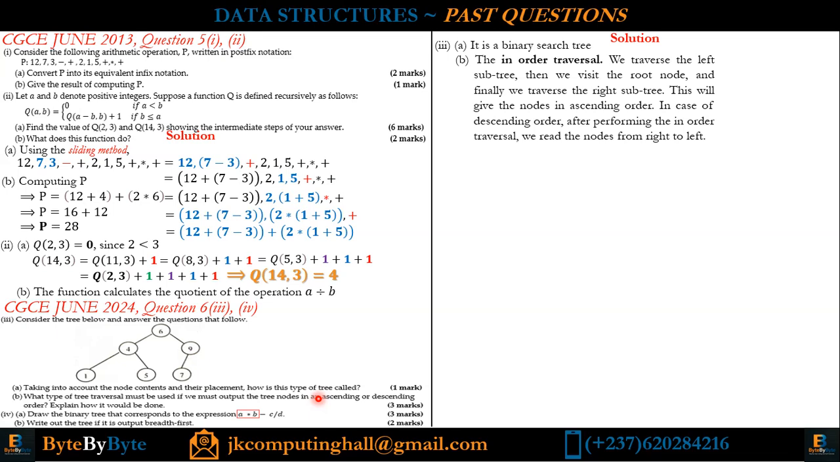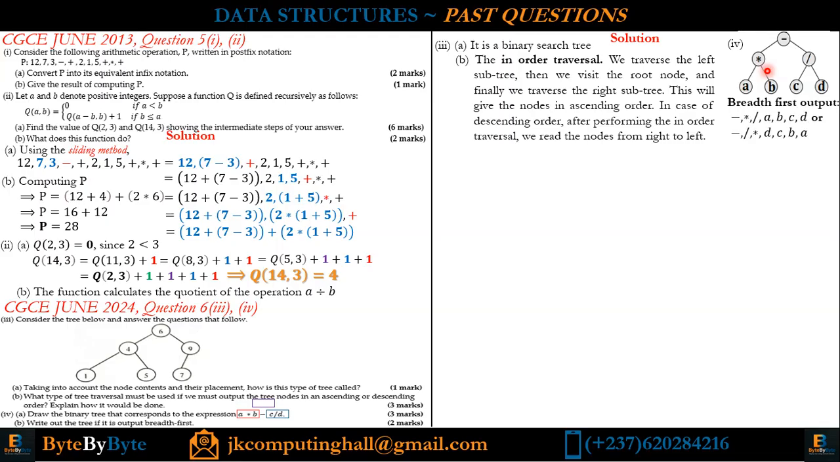After multiplication, the next operation I will perform is division. So C and D will be leaves and their parent node will be division. After having these two subtrees now, I'm going to link them with subtraction. And that is how our expression tree resembles A times B, then C divided by D, and they are linked with a minus sign. As you can see, write out the tree if it is output breadth first.